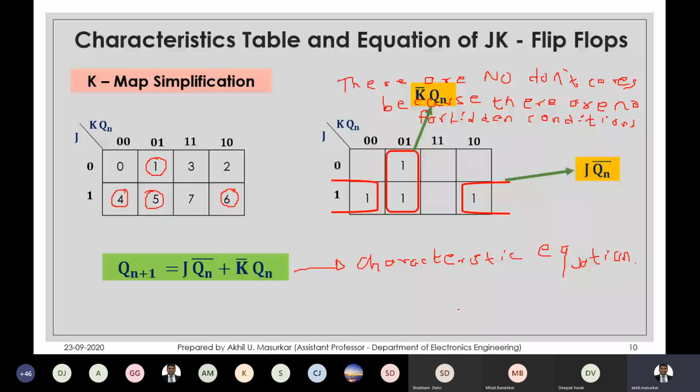Okay, Divya, it's not K Qn bar. Divya, it is K bar Qn. Asmita, your answer is also right. Divya, just check the K-map. They have written it slightly reversed.